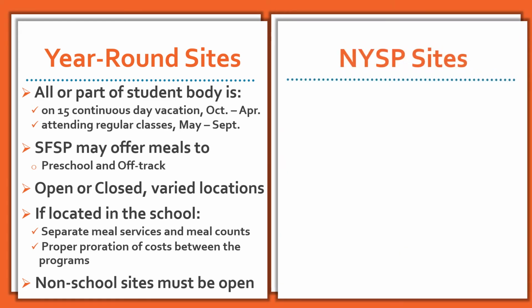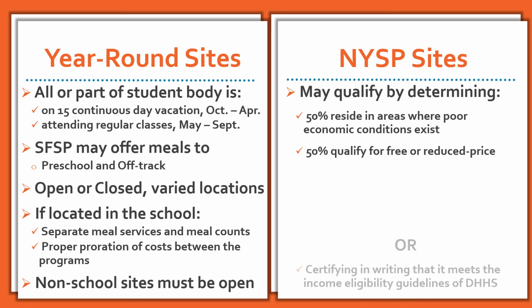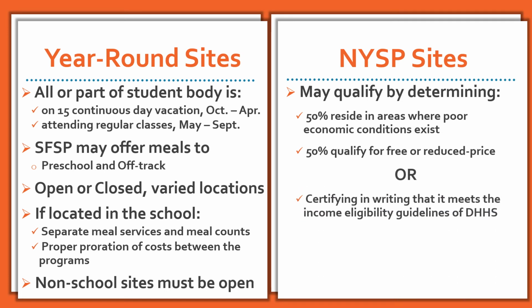A National Youth Sports Program site, or NYSP, may qualify for the SFSP by determining that 50% of the children enrolled reside in geographical areas where poor economic conditions exist and meet the income eligibility guidelines for free or reduced price school meals, or by certifying in writing that it meets the income eligibility guidelines of the Department of Health and Human Services, which is the primary grantor for NYSP.